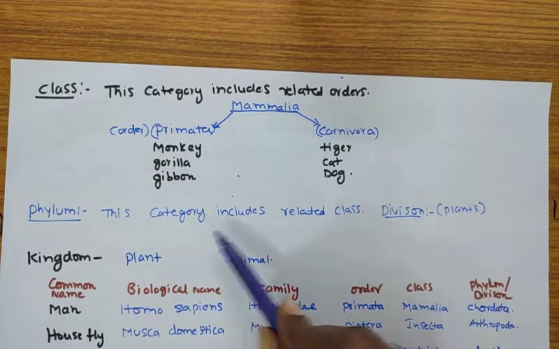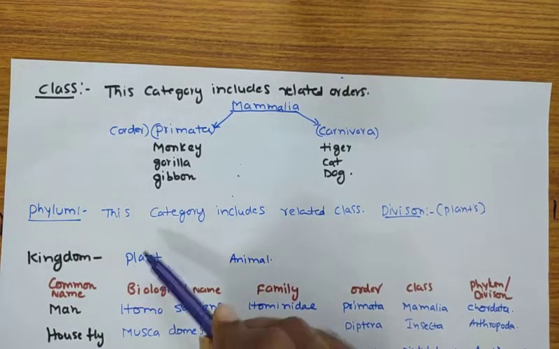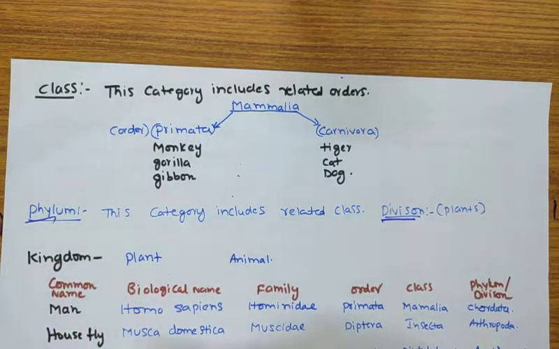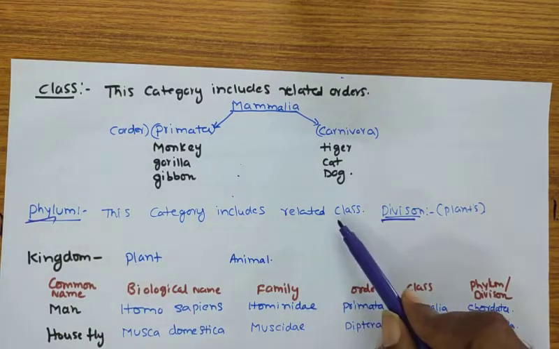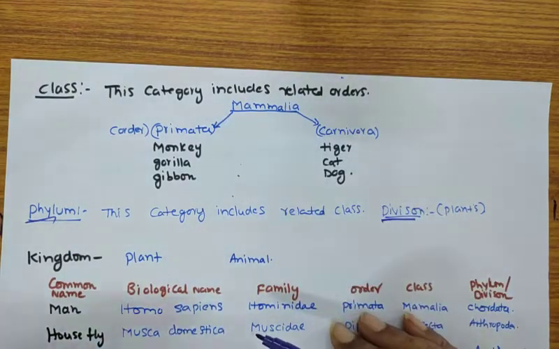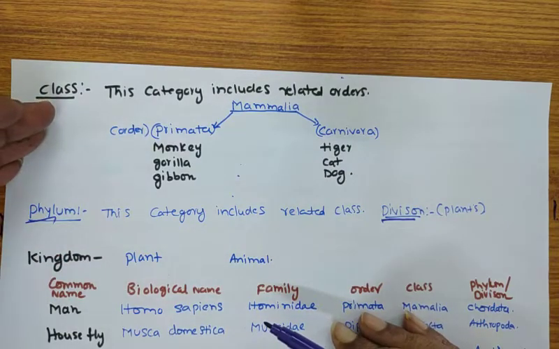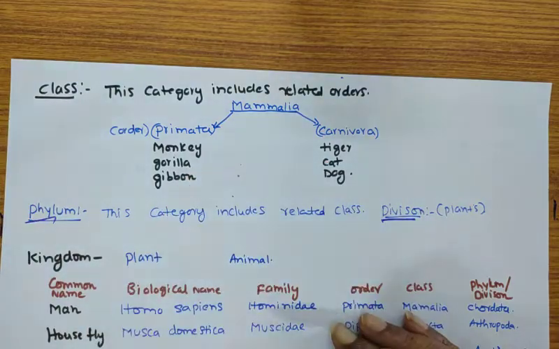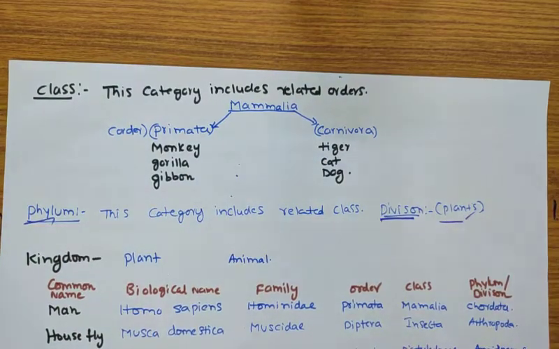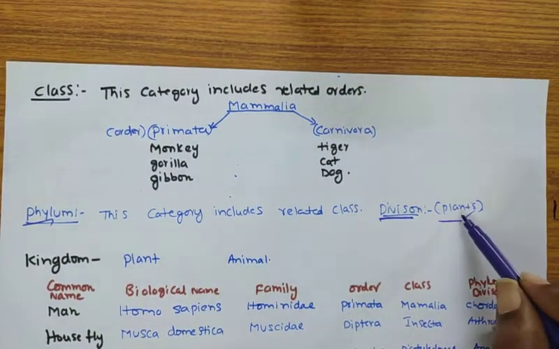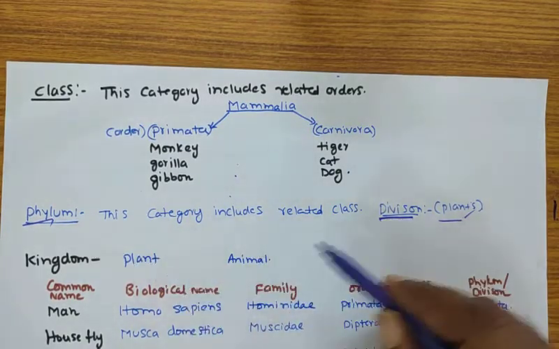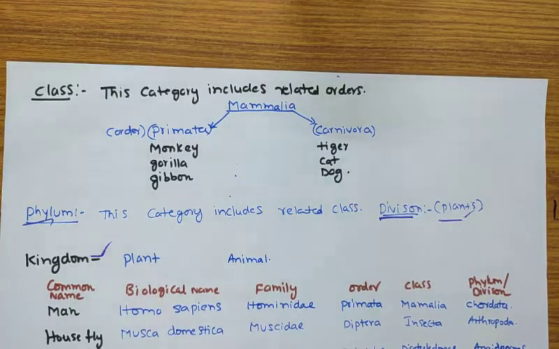Next, this category is phylum or division. In plants it is called division, and in animals it is called phylum. This category includes related classes. It means under a division, classes can come. So different classes come under divisions. Division is for plants here, and phylum is for animals. Then different divisions come under finally a major category that is called a kingdom.